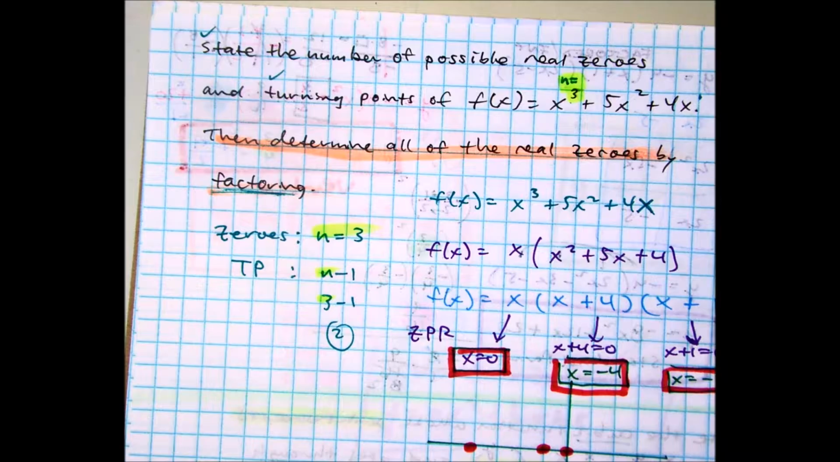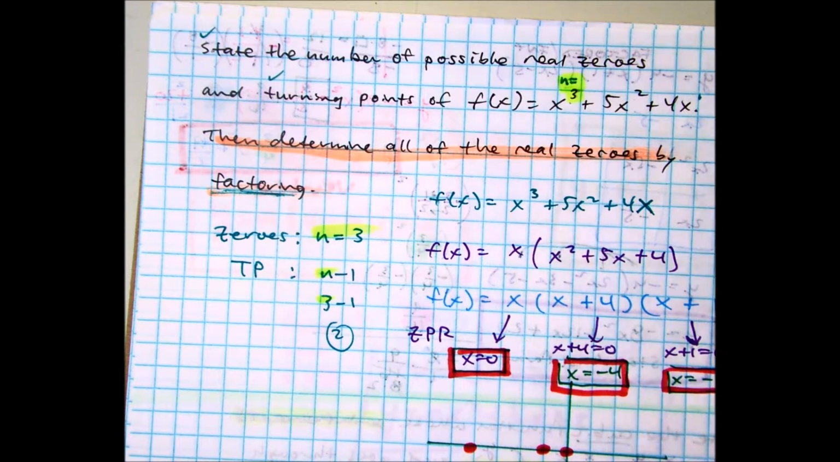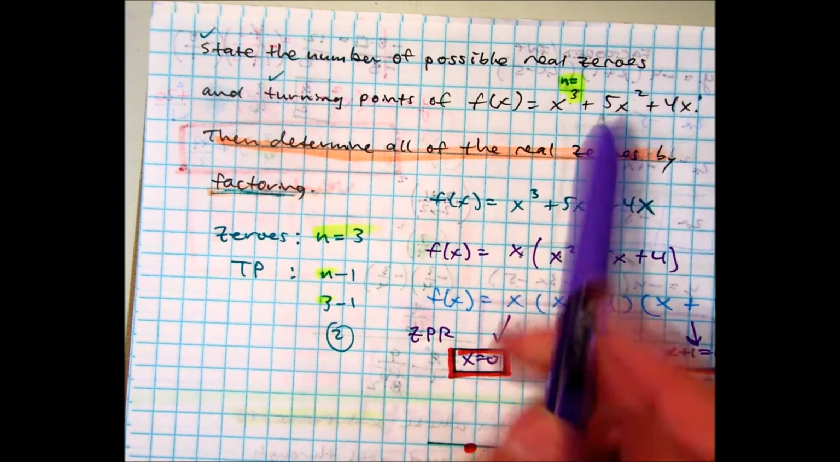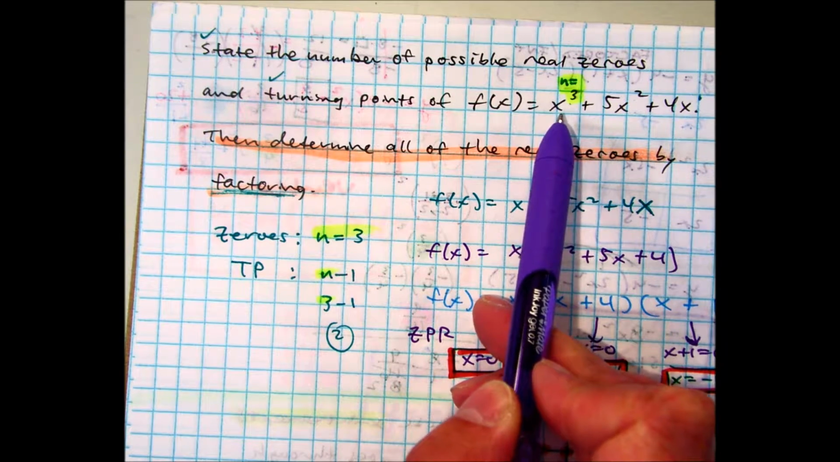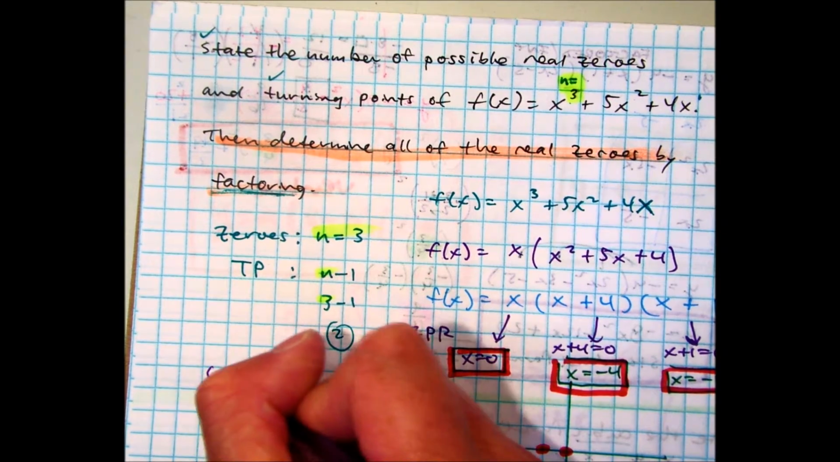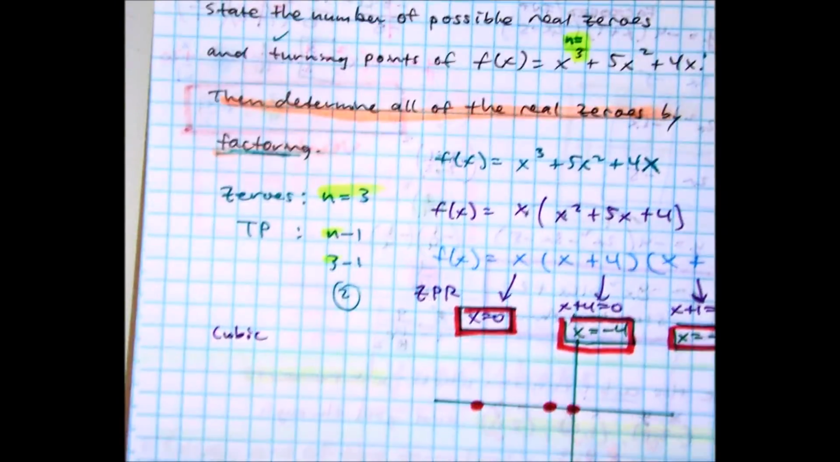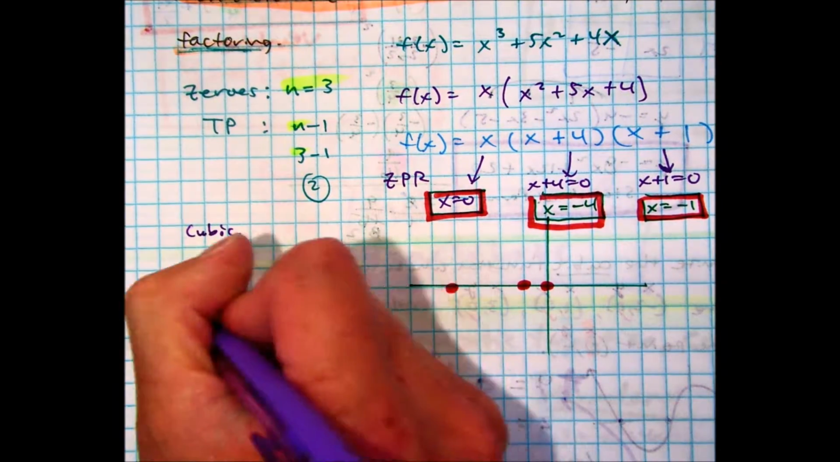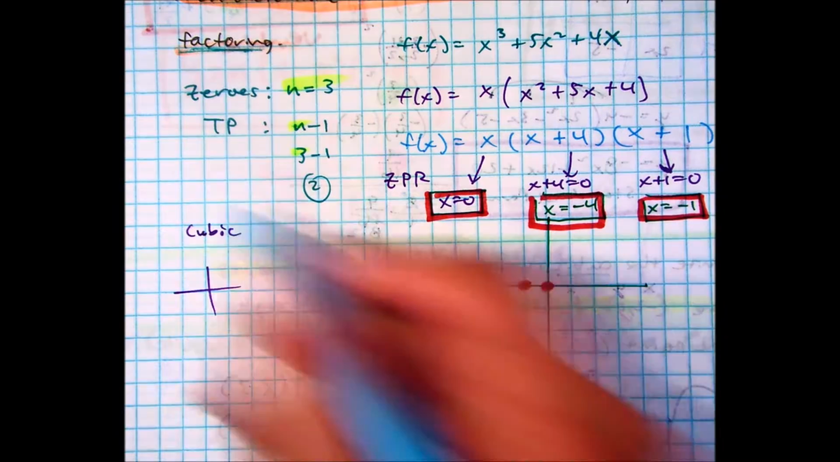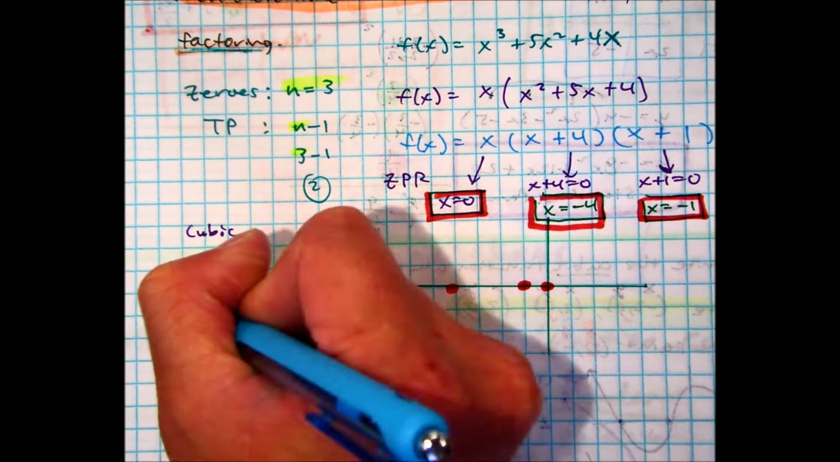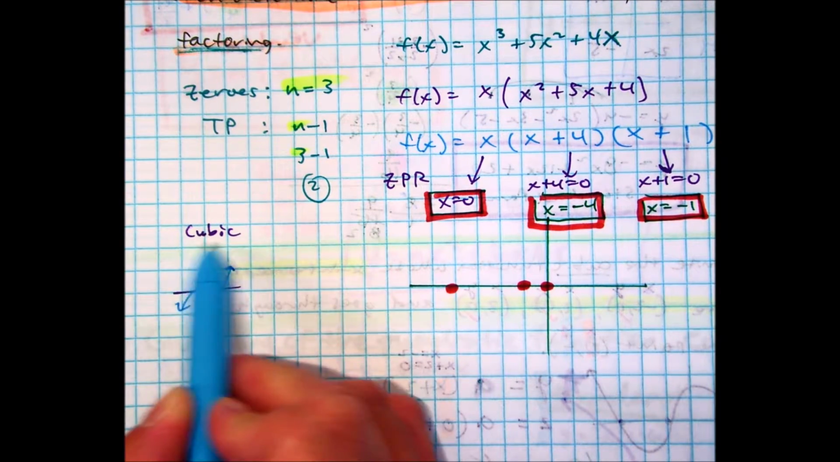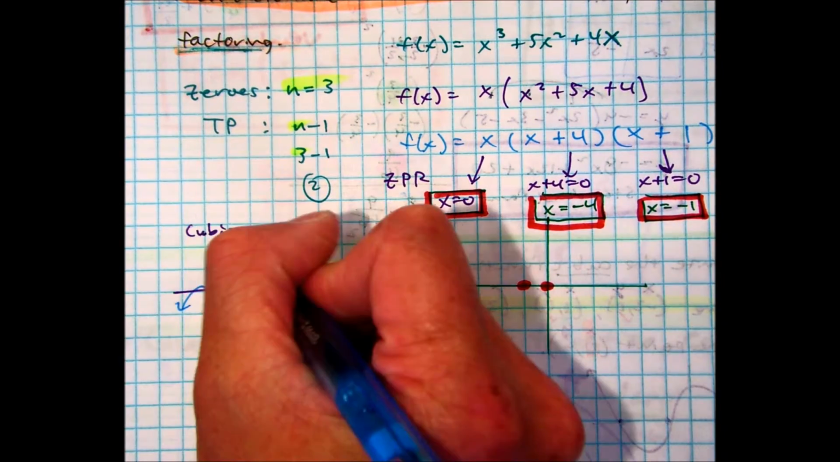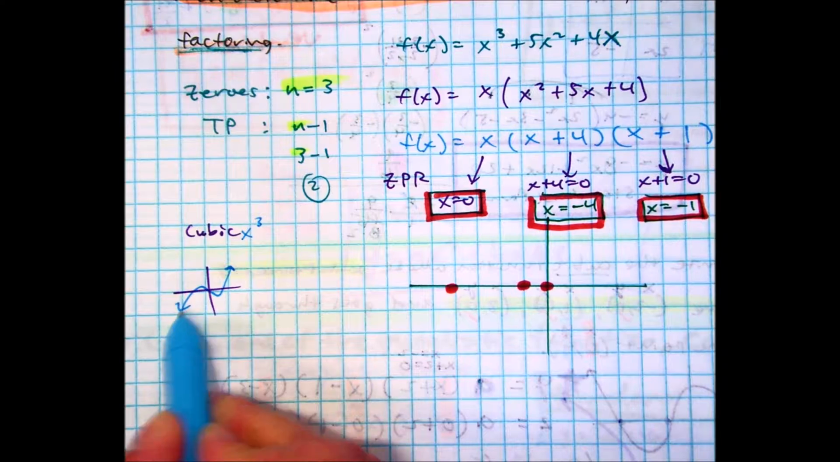Okay, in the beginning it said the highest power was the power of what? 3. Class, what type of function is that? What was the name of it? It's a cubic. And if you draw yourself a basic cubic function, it's going to kind of look like this, right? Notice how a cubic function, to the power of 3, starts down, ends down.